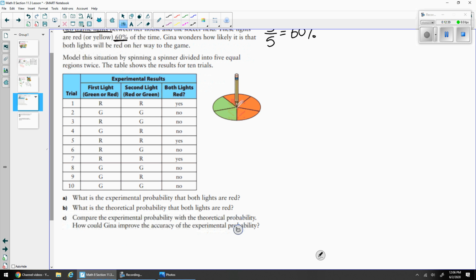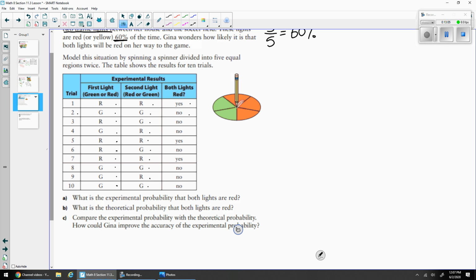So she did her experimental results. In trial 1, she got red and red, so both lights red, yes. Trial 2, she got green and green, both times green, so not both lights were red. Another time she got red and green, green and red, red and red, red and green, red and red, green and green, green and red, green and green. Okay, so she's just spinning them 2 times for each trial, and then seeing if they're both red.